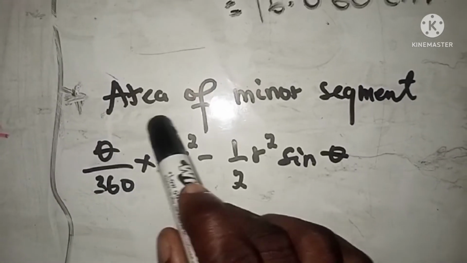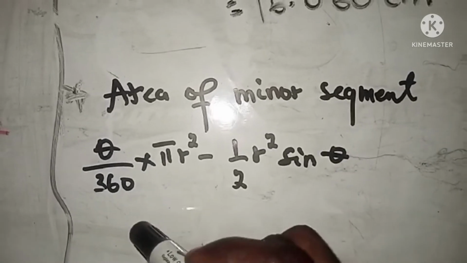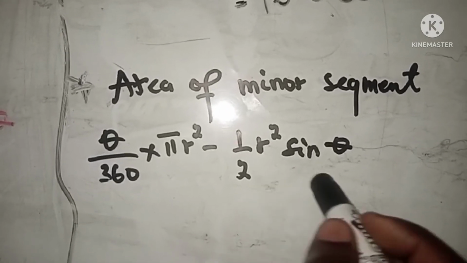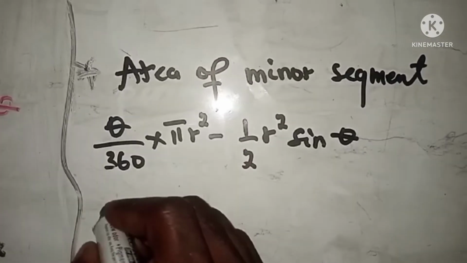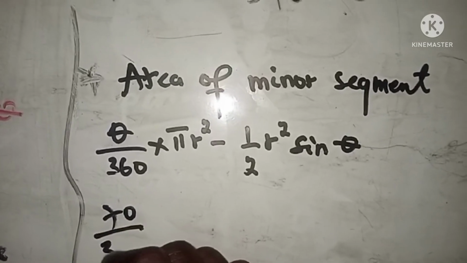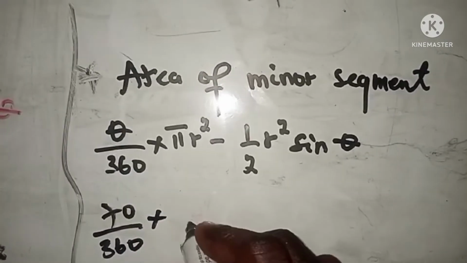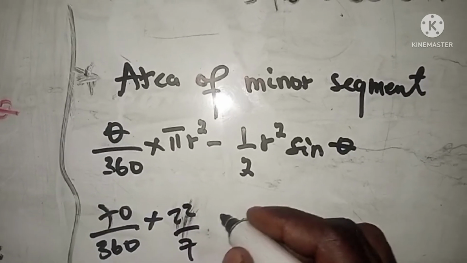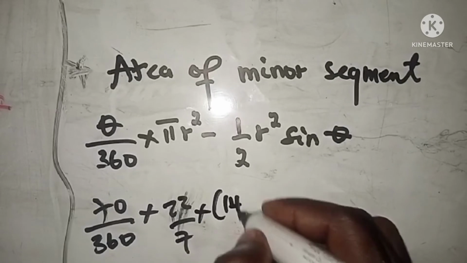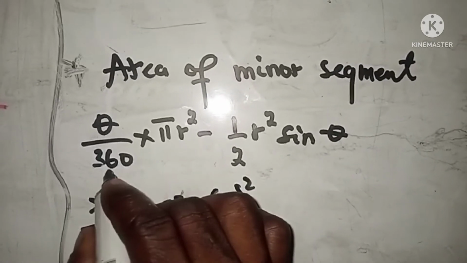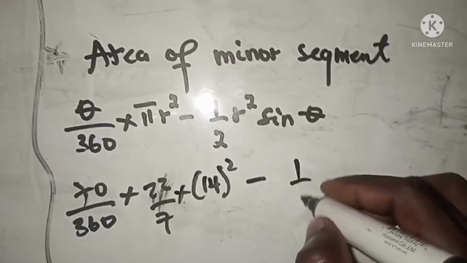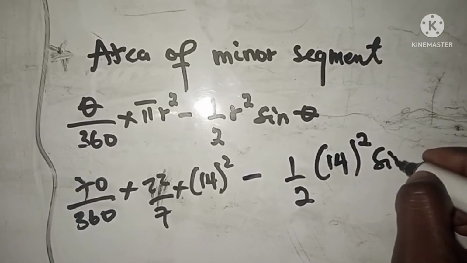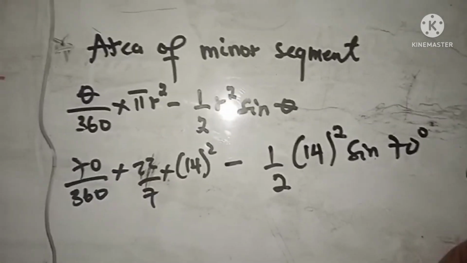Is that okay? So the area of the minor segment is theta over 360 multiplied by pi r squared, minus 1 over 2 r squared sine theta. Theta is 70, so 70 divided by 360, multiplied by pi, which is 22 over 7, and r squared is 14 squared, right? That's the first part, minus 1 over 2, and then r squared, that's 14 squared, and then sine theta, which is sine 70 degrees. So you just need to solve.